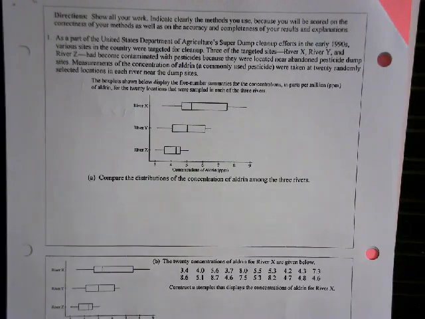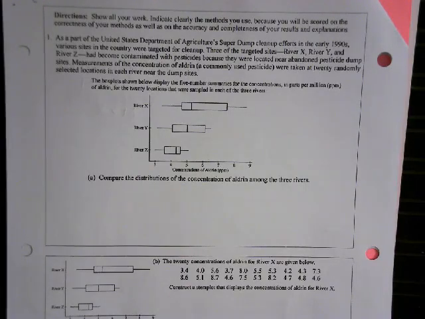As a part of the United States Department of Agriculture's drug procurement efforts in the early 1990s, various sites in the country were targeted for cleanup. 3 of the targeted sites, River X, River Y, and River Z, had become contaminated with pesticides because they were located near abandoned pesticide dump sites. Measurements of the concentration of aldrin, a commonly used pesticide, were taken at 20 randomly selected locations in each river near the dump sites. The box plot shown below displays the 5 number summaries for the concentration in parts per million of aldrin for the 20 locations that were censored using the previous.